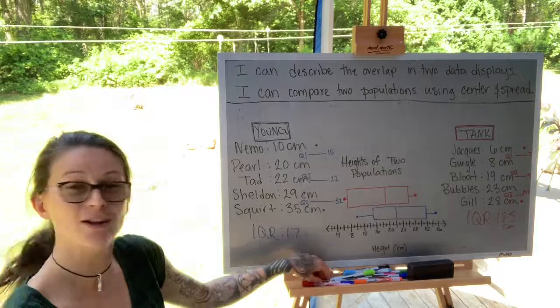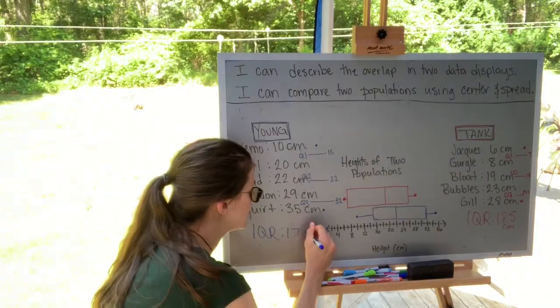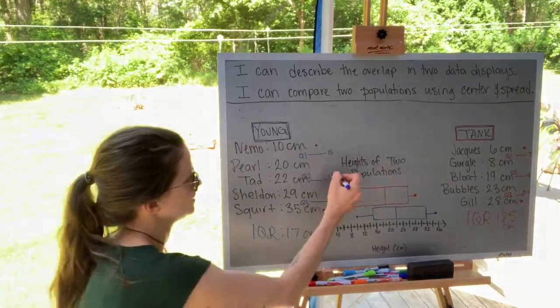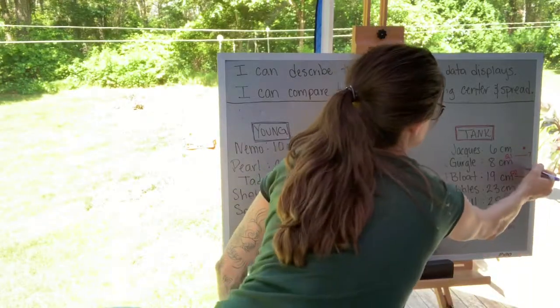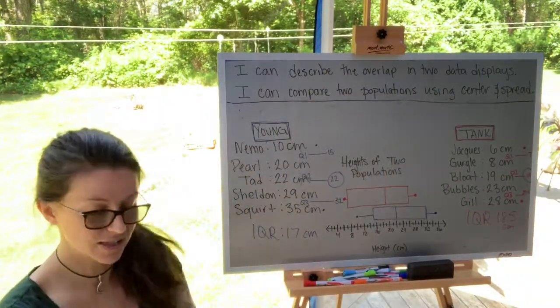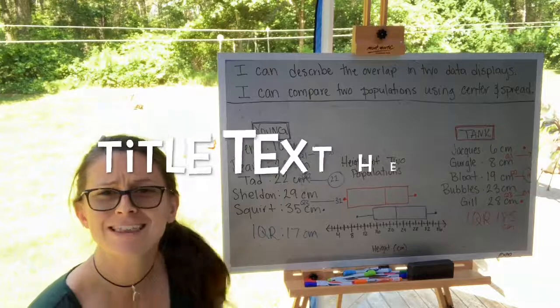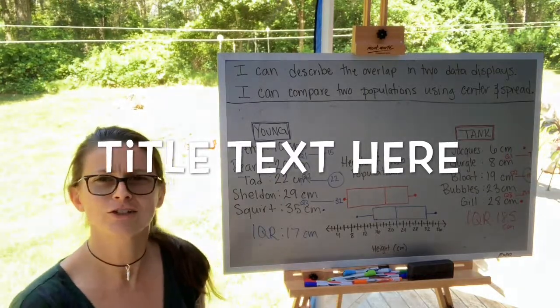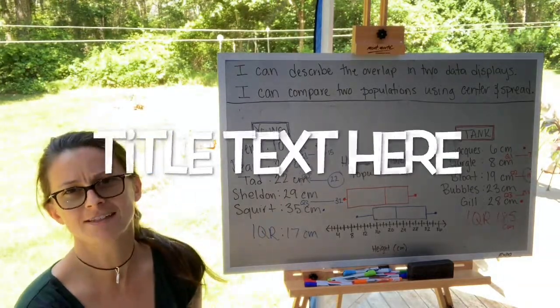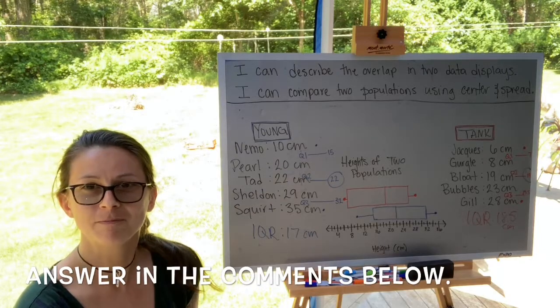That's our spread, how spread out the data is. And the centers are the medians, 22 and 19. So they also have very similar spreads. Why do you think the tank characters and the young characters are very similar in size in Finding Nemo?